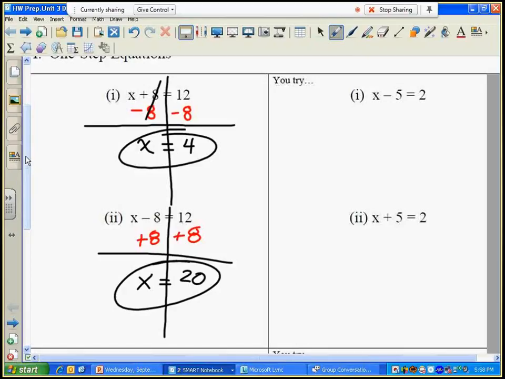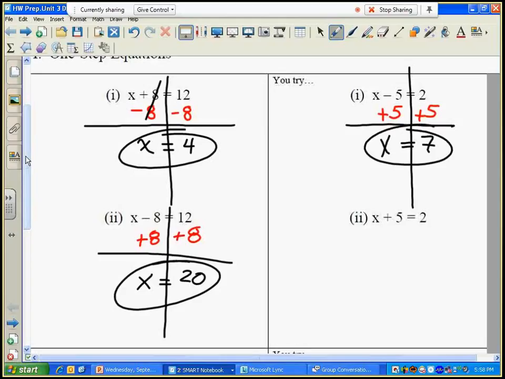For the first one, there's your vertical bar. We want to undo the minus 5. We'll do that through addition. And what we end up with here is x equal to 7. And 7 minus 5 does equal 2.